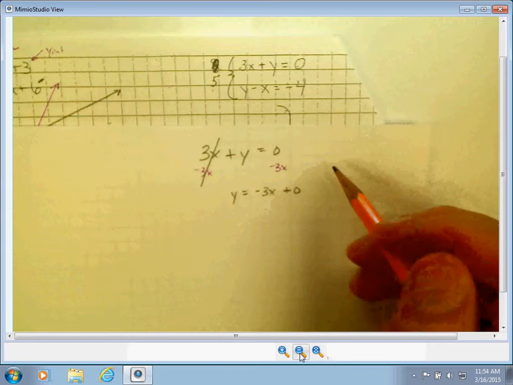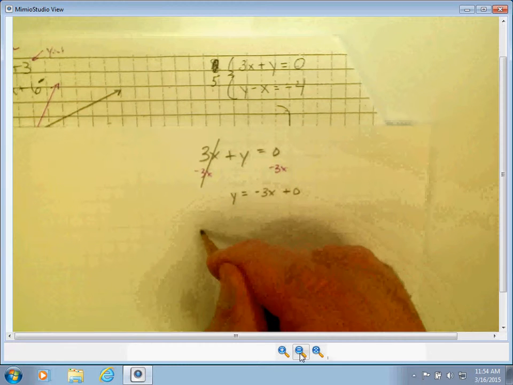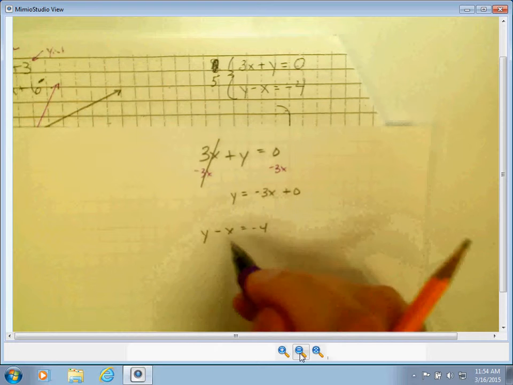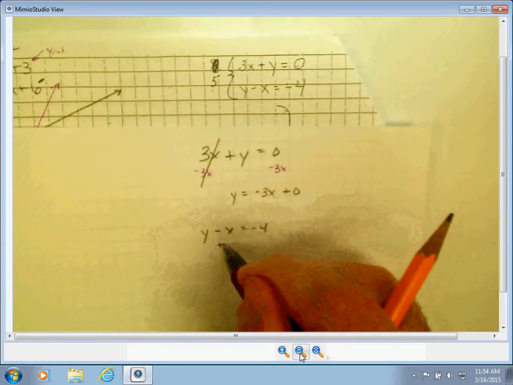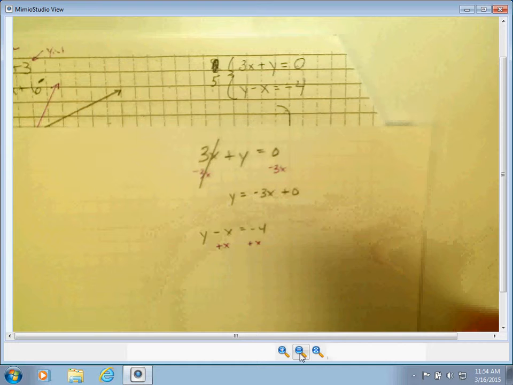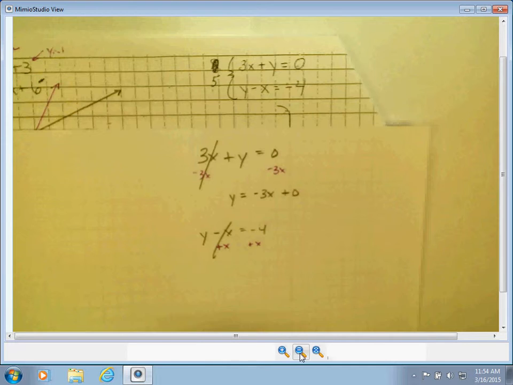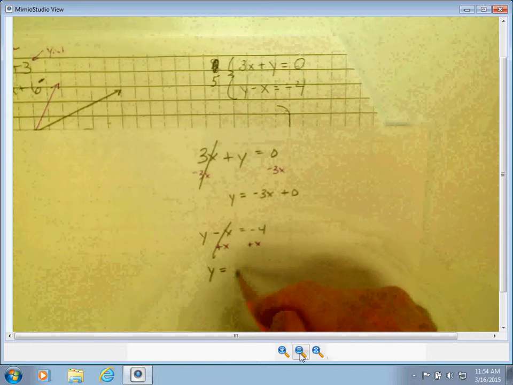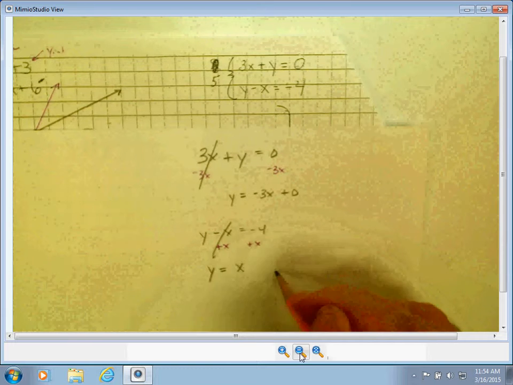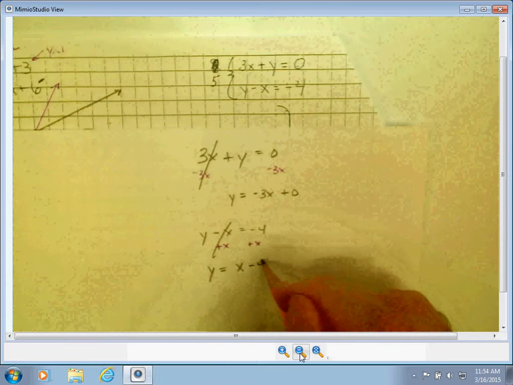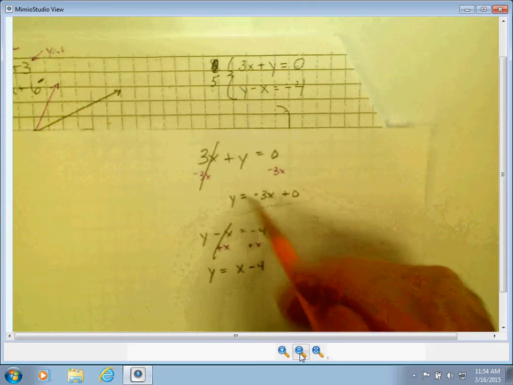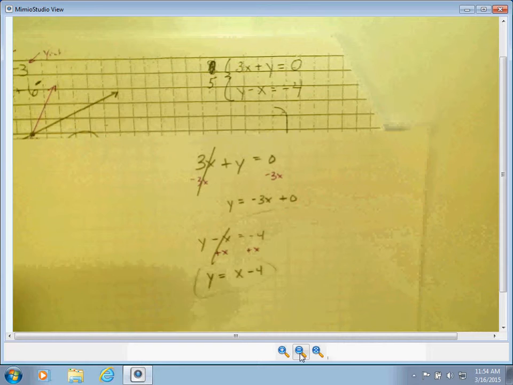And the same thing is true for the other one. It started as y minus x equals negative 4. And I just need to get rid of the minus x part, so I'll add it to both sides. And when I do that, this x should go first. It's positive. We won't write anything in front of it, just an x. And the 4 is still negative, so x minus 4. So it's these two equations that you're actually going to graph.